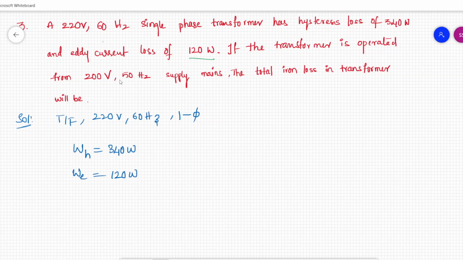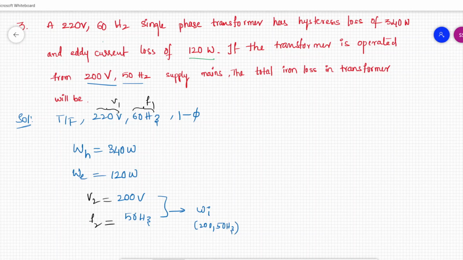If the transformer is operated from 200 volts, 50 Hz, these values we take as V1 and F1. Now we have another set of voltage and frequency, V2 and F2, which are 200 volts and 50 Hz. Now we need to find the iron losses at this condition, at 200 volts and 50 Hz.